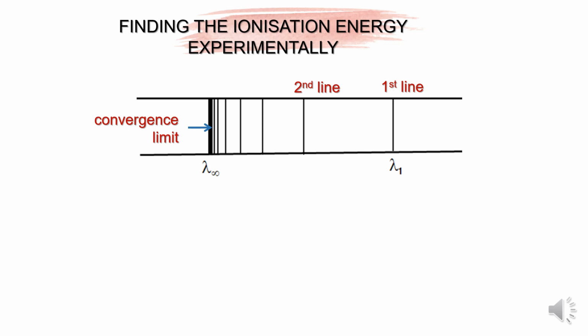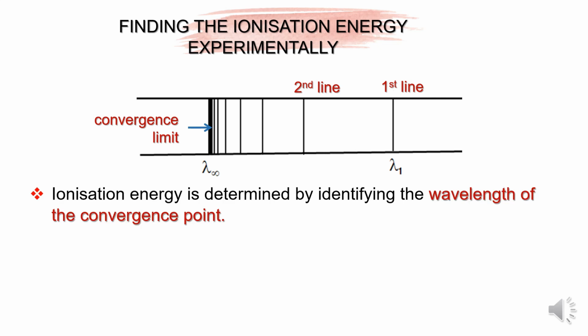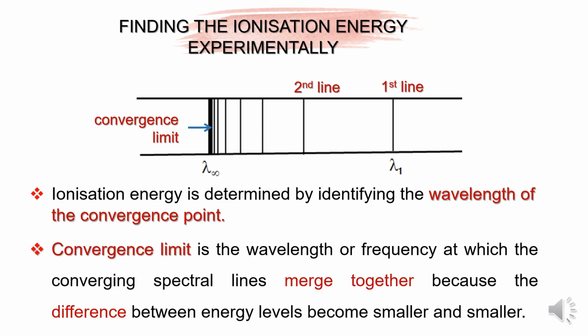Another way to determine ionization energy is from the convergence limit. Convergence limit is the wavelength or frequency at which the converging spectral lines merge or converge together because the difference between energy levels becomes smaller and smaller.